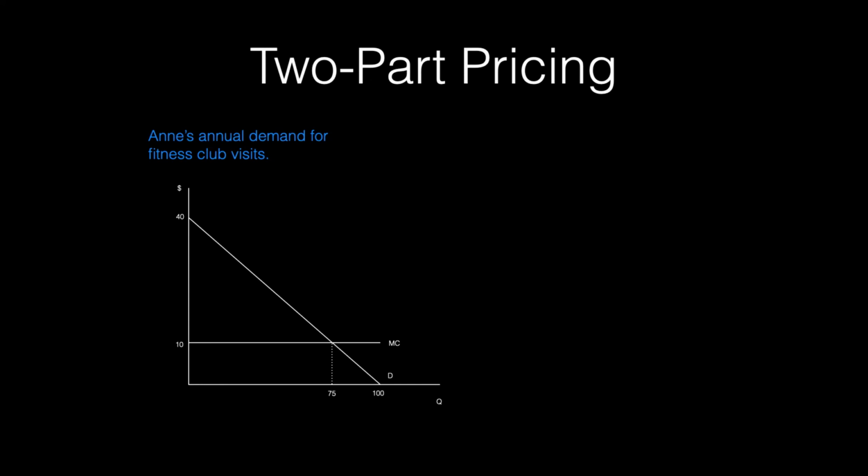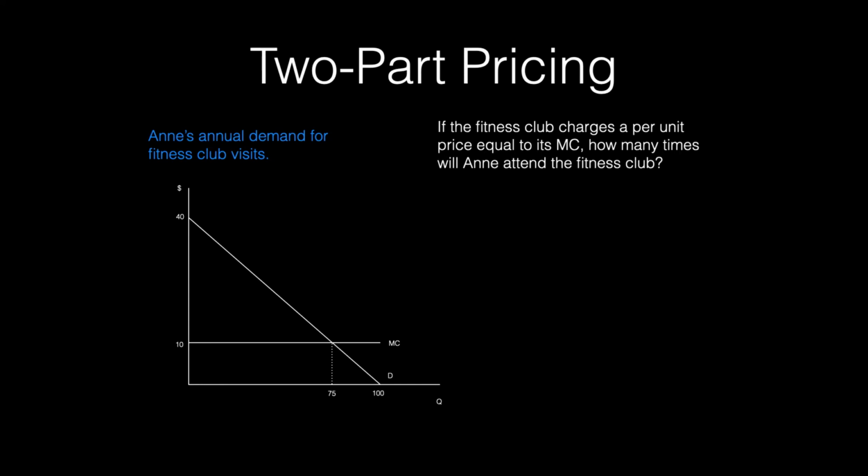It is just Anne's. If the fitness club charges a per unit price equal to its marginal cost, how many times will Anne attend the fitness club in a year? It is pretty easy to read the graph. If the price is $10, she will consume 75 visits. The demand curve represents her willingness to pay for a marginal or additional visit. As long as her marginal willingness to pay is greater than or equal to $10, she keeps on visiting. Thus, she stops at 75 visits.